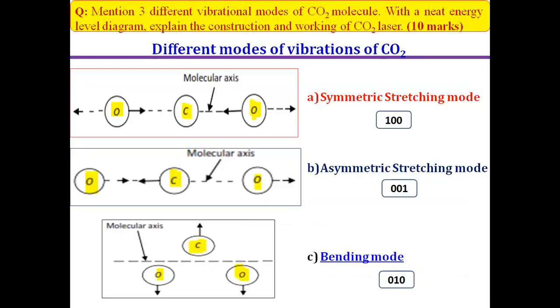I will explain what you have to write for construction and working. These are all just requisites. Now here is a very important question. You have to explain the different modes of vibration of the carbon dioxide molecule. This may be asked for 4 marks. This is independent of construction and working. You need not write it while writing construction and working, but this is an independent question.